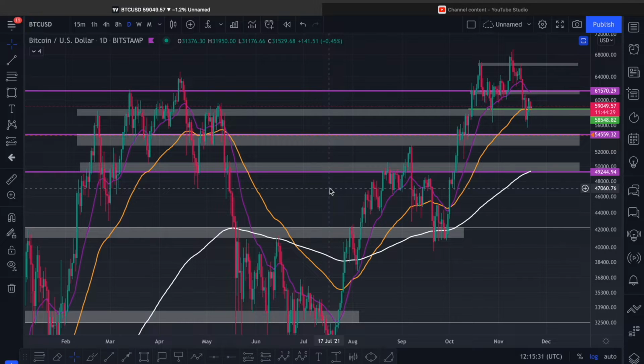We're going to be looking at Bitcoin because there's a potential massive M pattern happening over here and we need to go through its targets. It may not happen at all because you need to lose the neckline first.